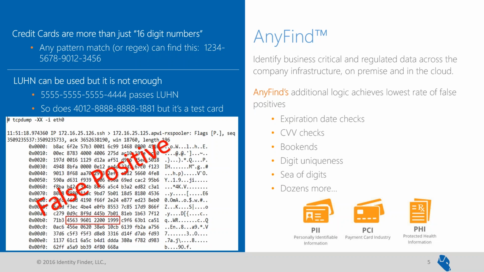AnyFind examines the context of data matches, including positional characteristics, proximity to relevant terms, and file type awareness to make accurate determinations. One example that we have shown on the left is our sea of digits check. This is looking at what is presumed to be a credit card number with a lot of surrounding digits, and by this check, it can rule this out as being a false positive.